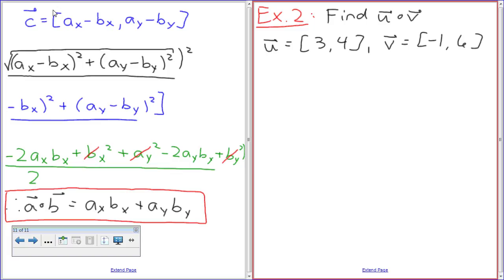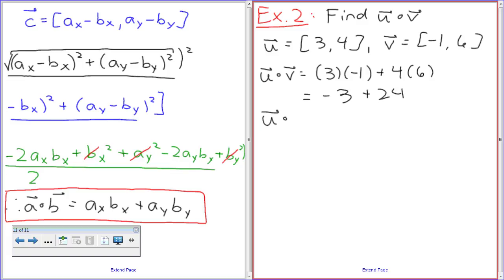So u dot v is just equal to 3 times -1, again, that's ux bx, right, plus 4 times 6. Isn't that stressful? Like, I'm shaking in my boots right now. Actually, I'm not. So -3 plus 24, u dot v equals 21.